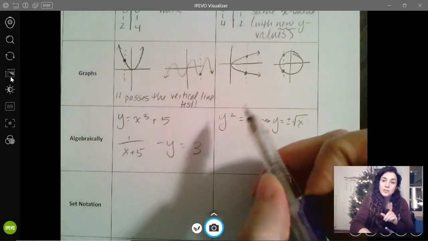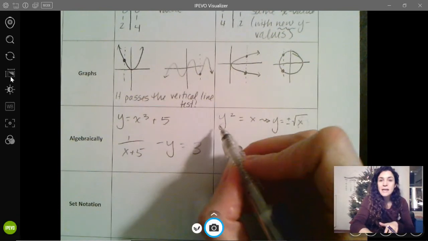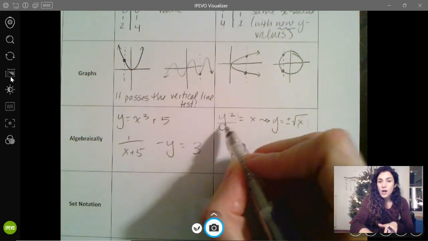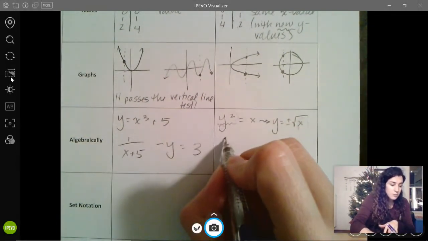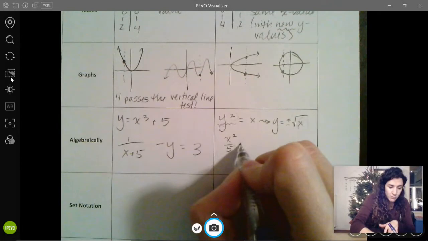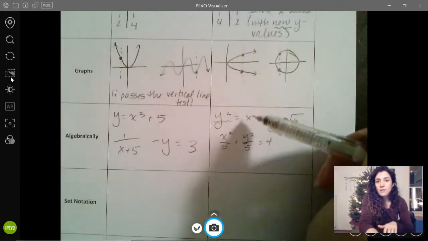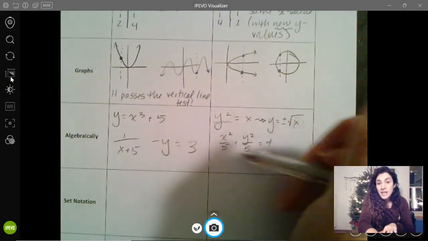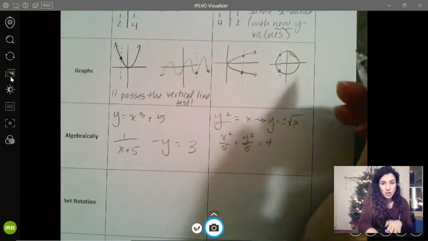What indicates to us whether something should or should not be a function, generally, and especially just for this class, is whether or not there is a square on your y. So if you have anything with a squared y term, like x squared over 5 plus y squared over 5 equals 4, which is the equation of a circle or an ellipse, this is an equation, right? It's a relation, it's just not a function.